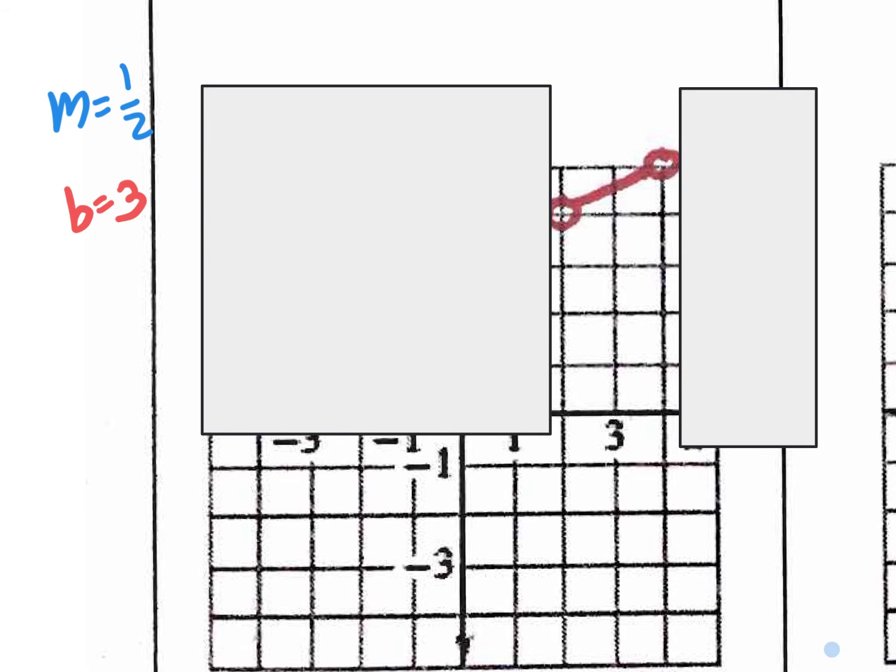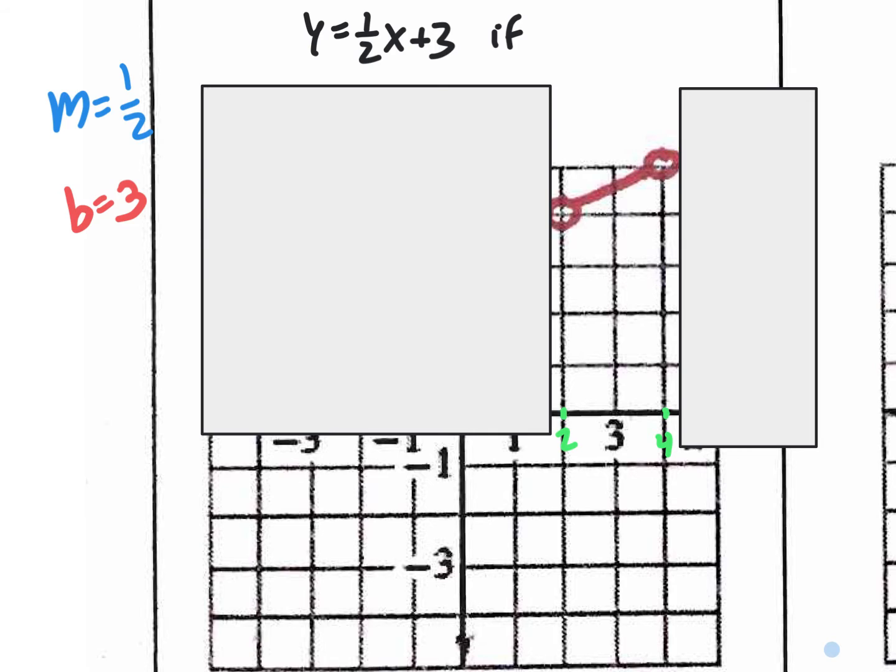Now, what is the equation? The equation is y equals 1/2 x plus 3. And what is the piece of that equation that we're looking at? Here's the condition, the if part. If what? This is obviously the x value of 2. This is the x value of 4. And we're only looking at the piece between 2 and 4.